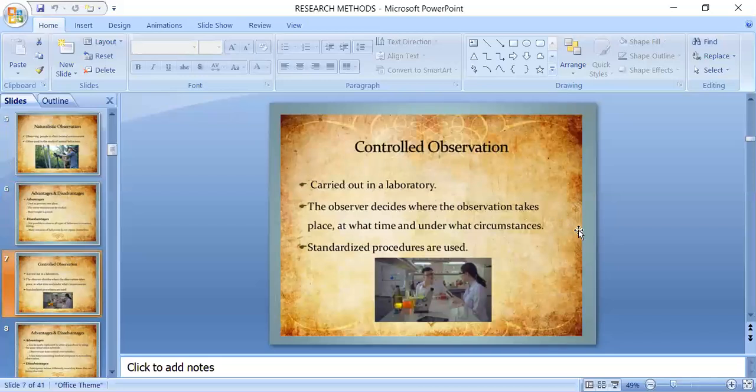Controlled observation is carried out in a laboratory. The observer decides where the observation takes place, at what time, and under what circumstances. The researcher can manipulate the settings. Researcher can manipulate the results. Researcher can manipulate the hypothesis. Standardized procedures are used. Specific techniques, specific theories, specific tools are implemented.